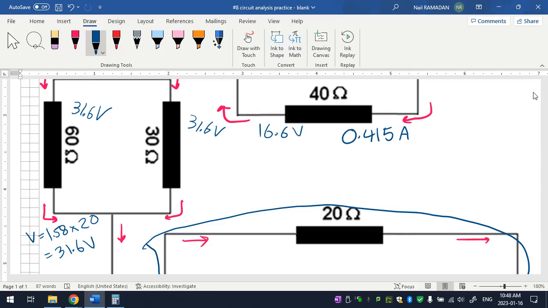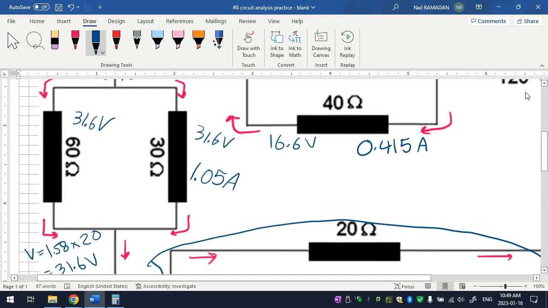How much is 31.6 divided by 30? 1 point something. How much? 1.05 amps. Come on. This one is twice as resistive. What does that mean? When you're twice as resistive, do you allow half as much or twice as much? No, no, no. When you're twice as resistive, you allow only half the electrons. I guarantee you're going to get half of that, which is point what? 0.53. Come on. If you add this one to this one, what do you get? 1.58. The system never fails. This is how the universe works.